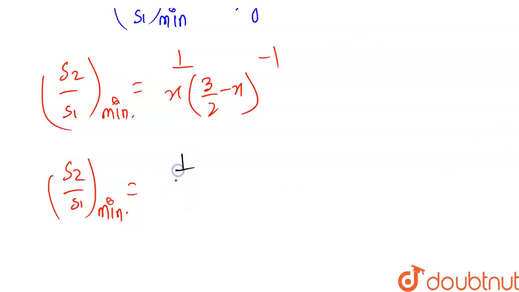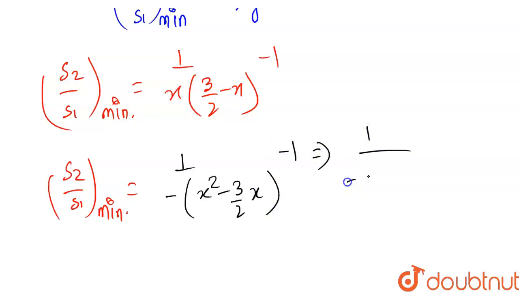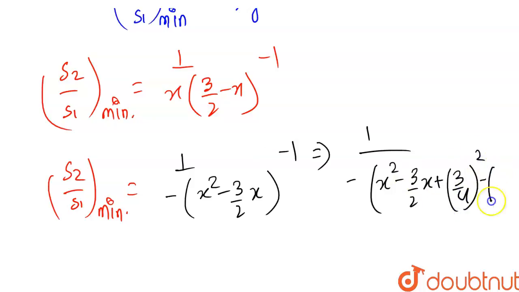Now let's take minus common and multiply x inside this bracket. Then we have S2 upon S1 minimum equals to 1 upon minus of x square minus 3 by 2 x and minus 1. Further, it is 1 upon minus of x square minus 3 by 2x. So let's add 3 by 4 whole square and subtract 3 by 4 whole square in the denominator, and there is minus 1 also.